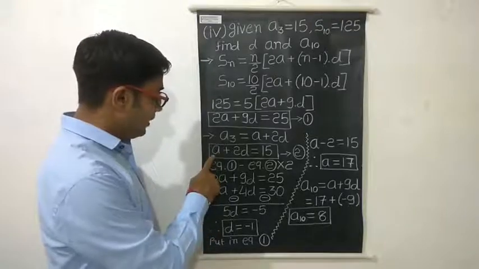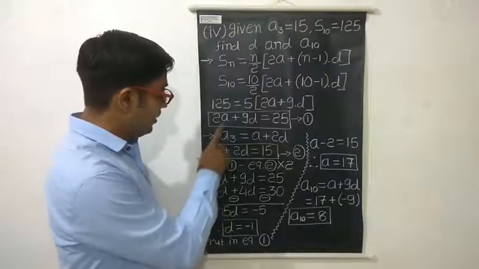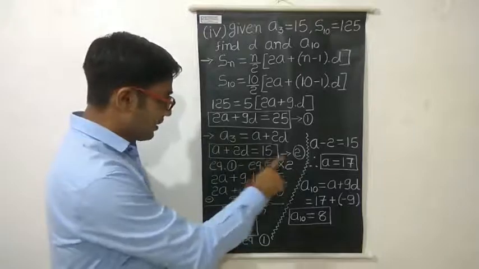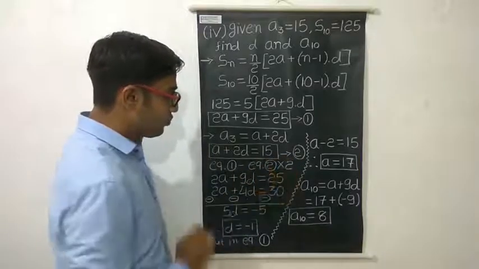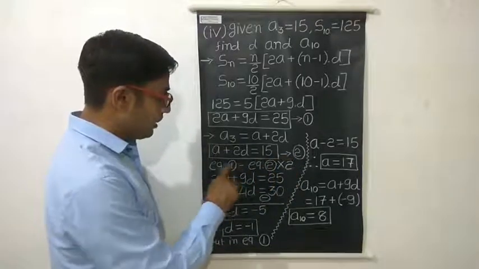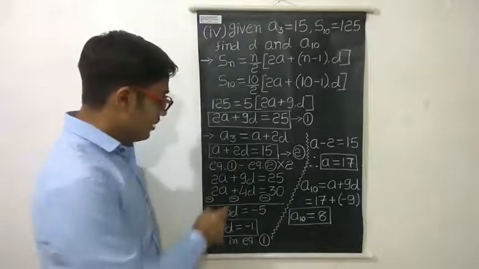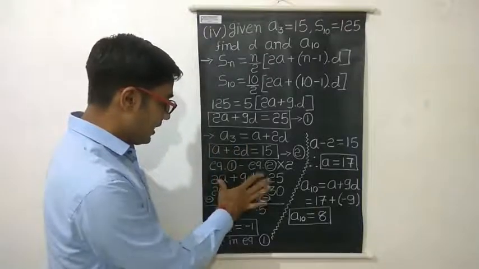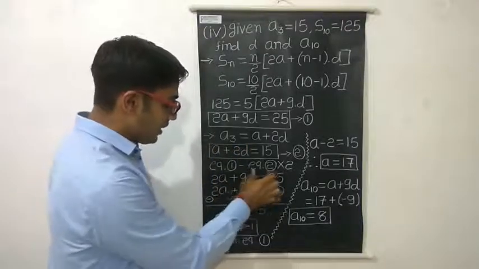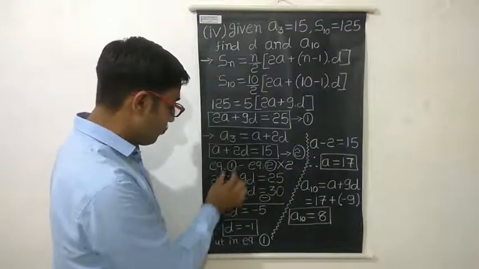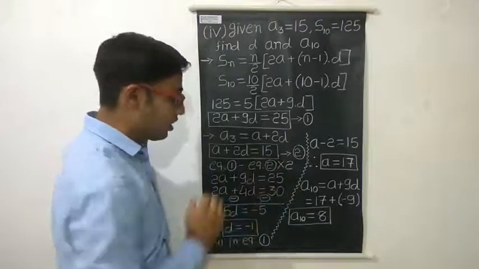So here the coefficient of a is 1, here it is 2. So we will multiply equation number 2 with 2 and subtract it from equation number 1. Equation number 1 will remain as it is. Multiplying equation number 2 by 2, we get 2a plus 4d is equal to 30.